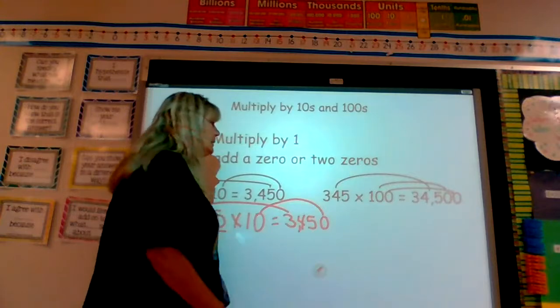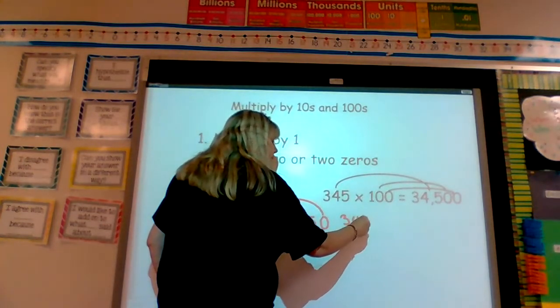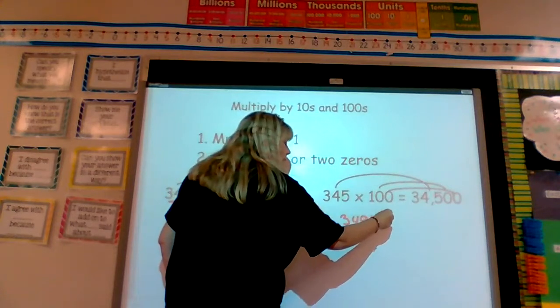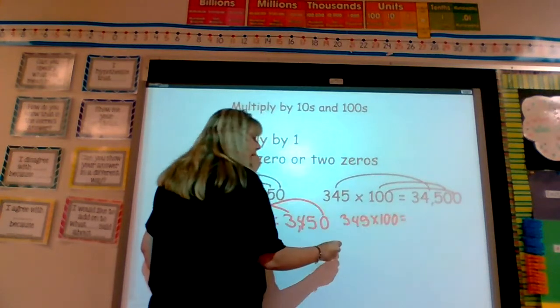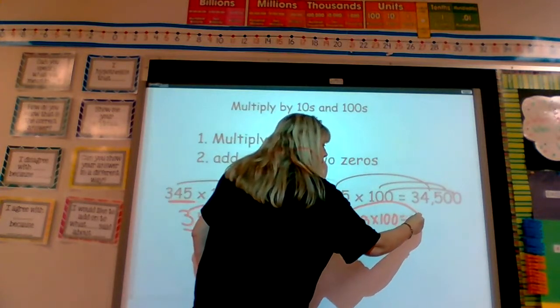Let's look at this next one. Again, let's do the same thing. They took 345 and they multiplied it by 100. Okay, so they're going to take that whole 345 and they're going to rewrite it.